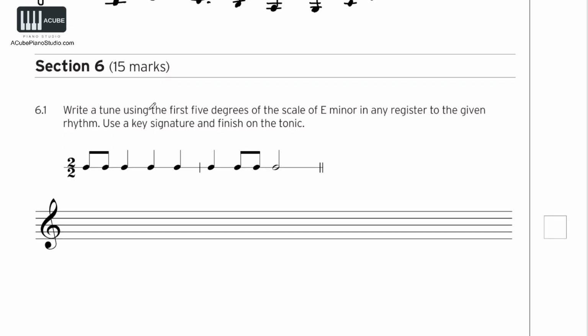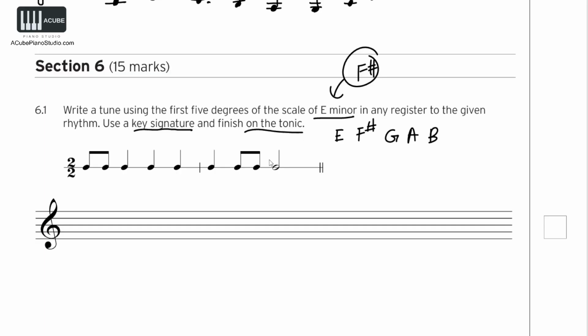Okay, next you are asked to write a tune using the first 5 degrees of the scale in E minor in any register. First 5 degrees of the scale of E minor. So let's first look at E minor. E minor has F sharp, right? But you are only going to use the first 5 degrees, so you are going to use E, F sharp, G, A, B. So only these 5 notes, right?